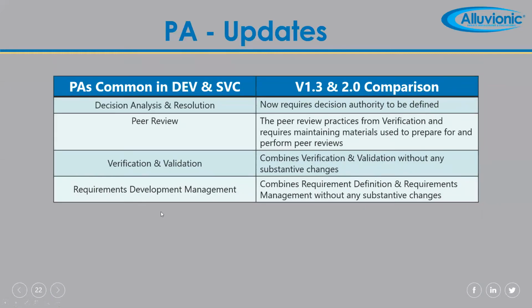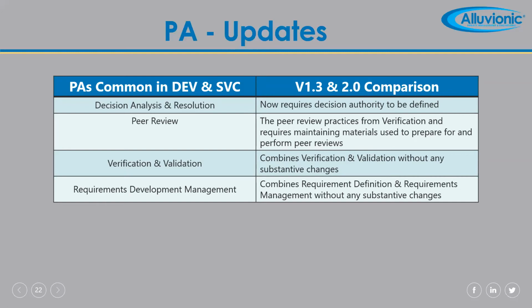So decision analysis and resolution is essentially the same process of defining alternate solutions, the criteria, the method you're going to use to analyze, and then rating your selections and choosing one. The only big thing they added is that at level 3 it now requires you to have a decision authority defined. Before, you could make these decisions, but you didn't have to specify what the decision authority was that would allow the selected alternative to go forward. Now you have to specifically define that.